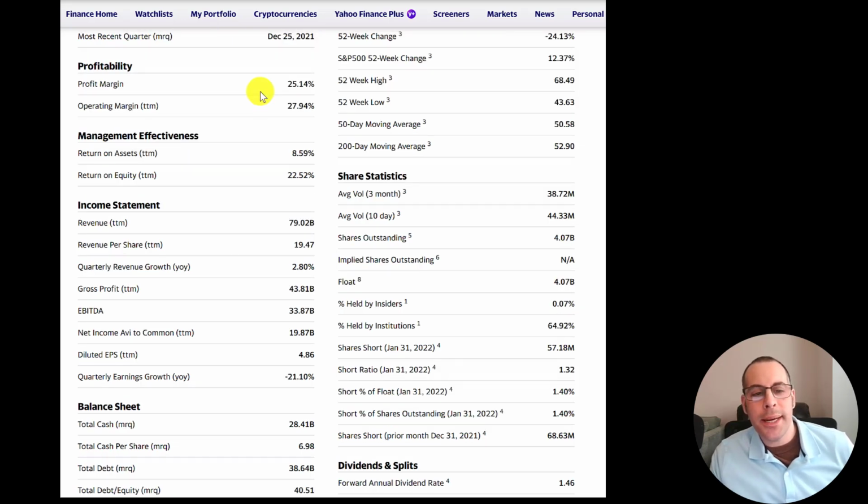Profit margin is net income over revenue. Operating margin is operating income over revenue. The reason the profit margin is usually lower than the operating margin is because the profit margin takes into account the interest the company pays on its debt and the taxes they pay.